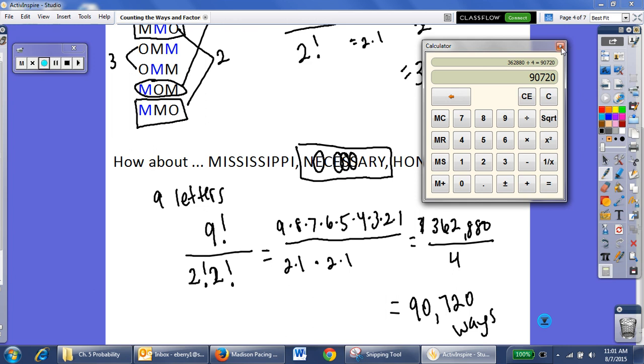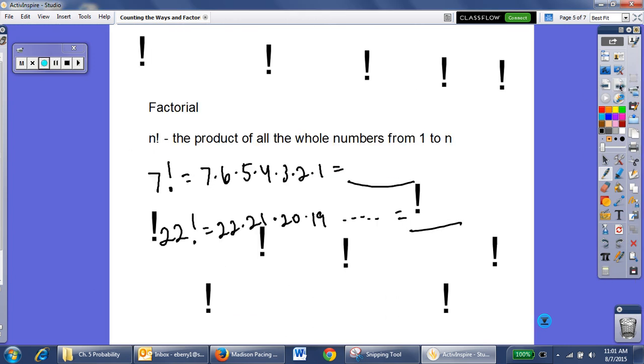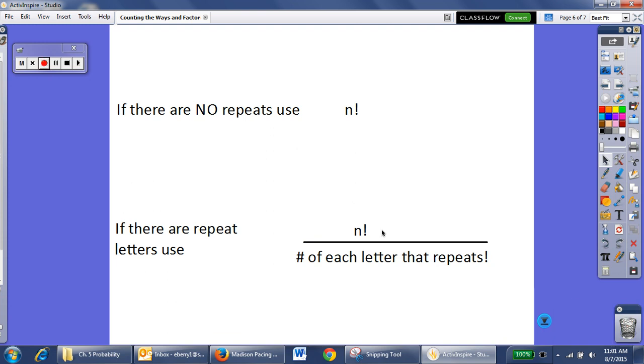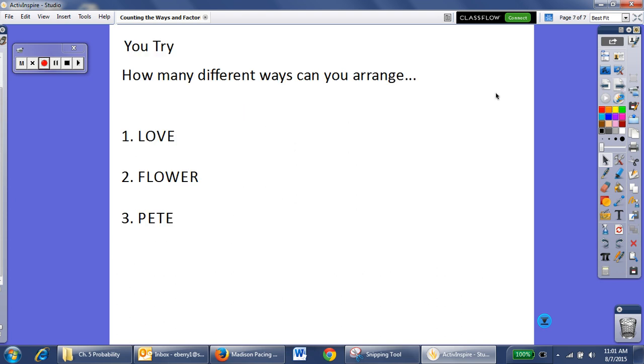And to make sure we have this down in our notes, you guys can write this down as the rule or the pattern we just saw. So if there are no repeats, we're going to use n factorial, just the total number of letters in the word. If there are repeat letters, we need to use n factorial, the total number, divided by the factorial of the number of each letter that repeats. Okay, try these 3 examples and I'll see you tomorrow.